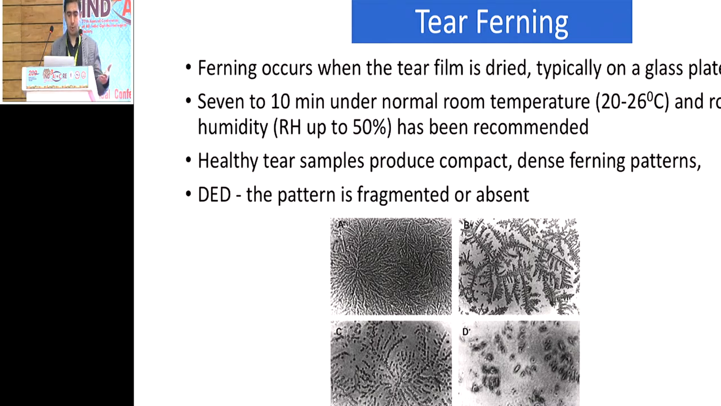Another thing, which is more theoretical rather than clinically practical, is tear ferning. Ferning occurs when the tear film is dried, typically on a glass plate. It's kept for 7 to 10 minutes. You can see that in healthy tear samples, it produces a compact, dense ferning pattern, and in dry eye disease, as you can see in the image, the pattern is fragmented or absent.